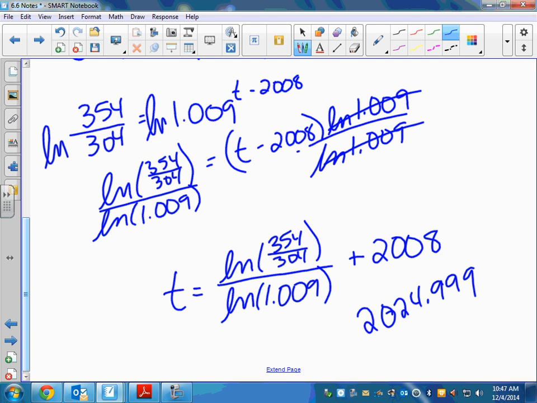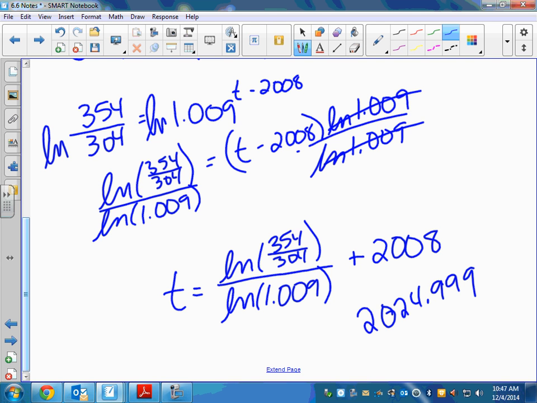If you would have got an answer smaller than 2008, that's not a reasonable answer because we know the population started at this much in 2008. And so that's where you can kind of look at the reasonableness of your answer. I'm not going to do part B on this one because it's the same thing except for we would change 354 to 416. Are you with me on that?